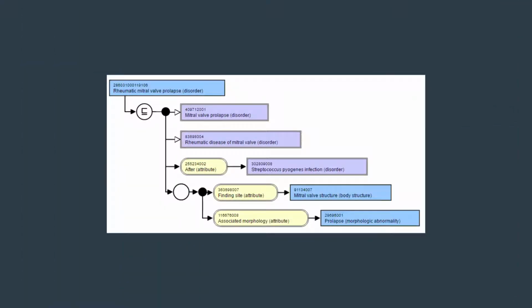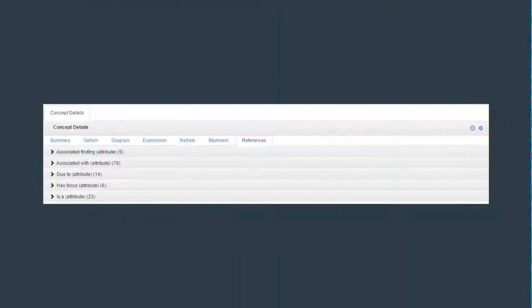Here's a second, more interesting example. For prolapse of the mitral valve due to rheumatic disease, a physician would know that the root cause was a streptococcal infection that triggered the body to attack the heart valve because of the similarity of some of its surface proteins to those of the bacteria. How would a computer know this? SNOMED makes it explicit.